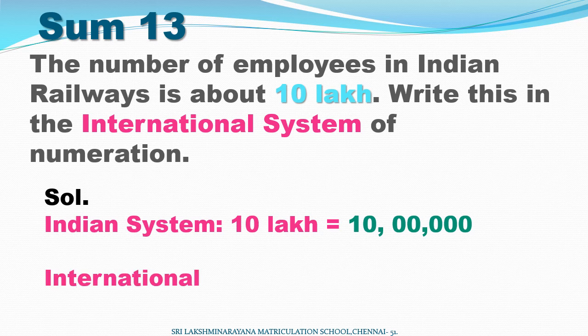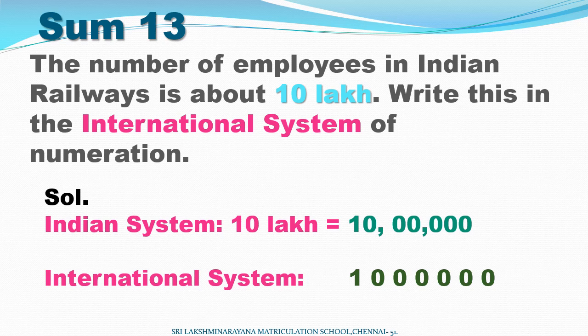Now we have to place the commas in the international system for the same number. I have placed the commas from my right side. First, after 3 zeros from the right, place the first comma, and after the next 3 digits, place the next comma. So the number is 1 million.